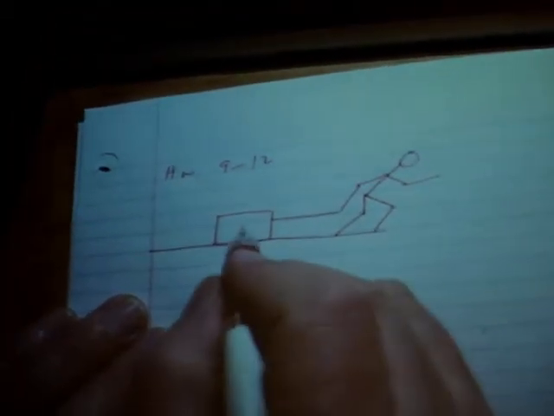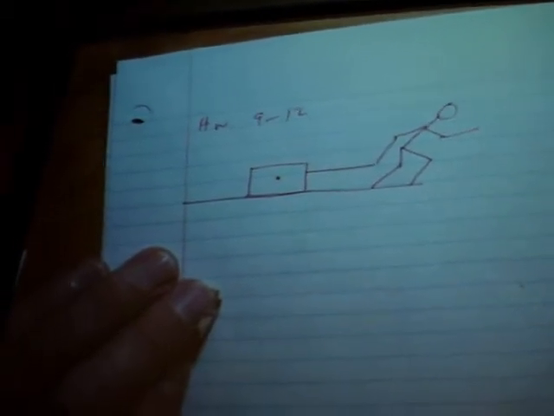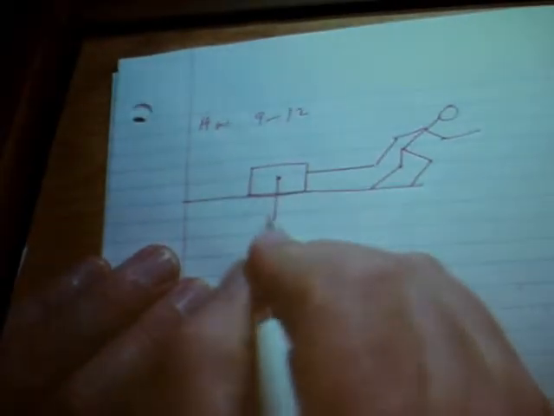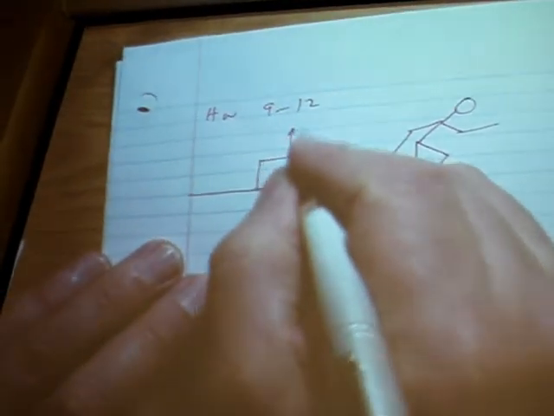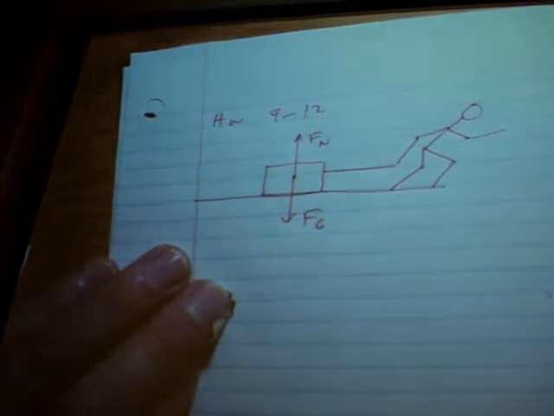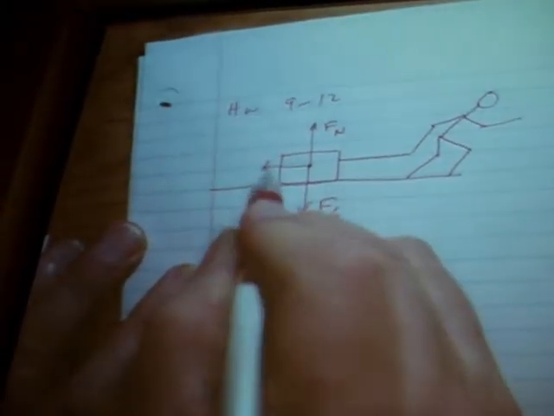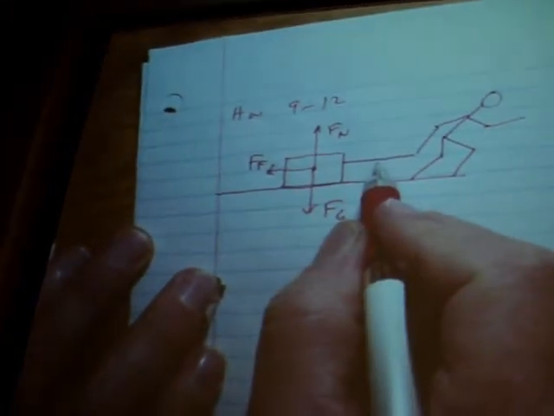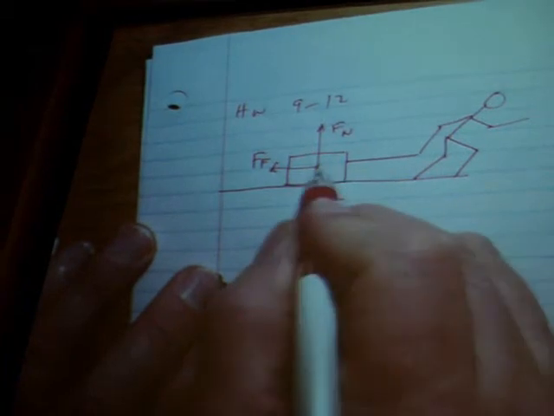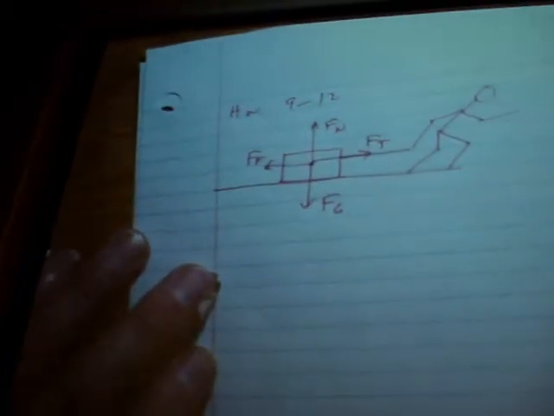This is, what are the three-body diagram of the forces on that box? Gravity, normal. Normal forces up. Friction is which way? That way. And there's a rope, so there's tension, right? So this one has all of them.